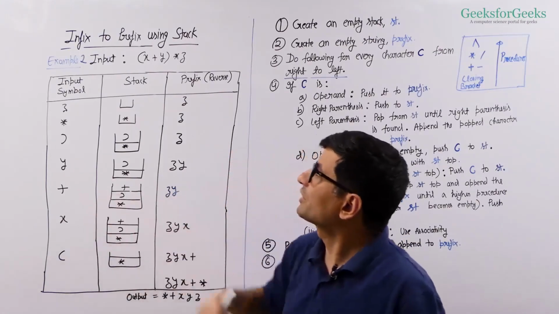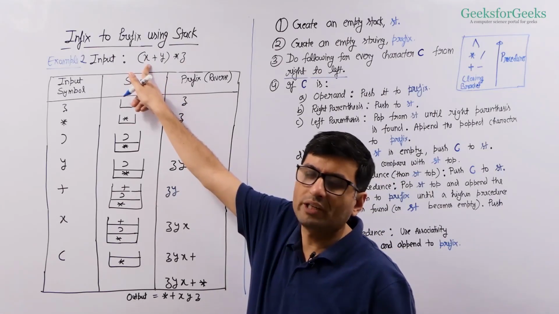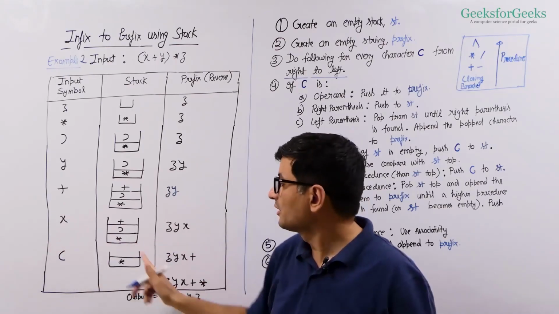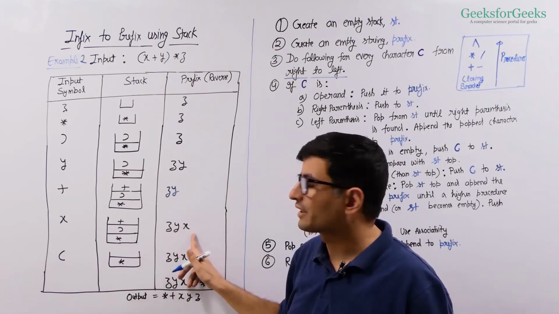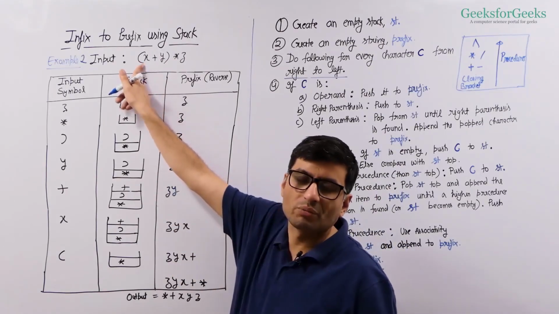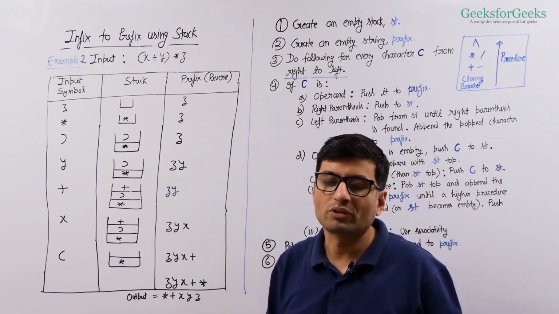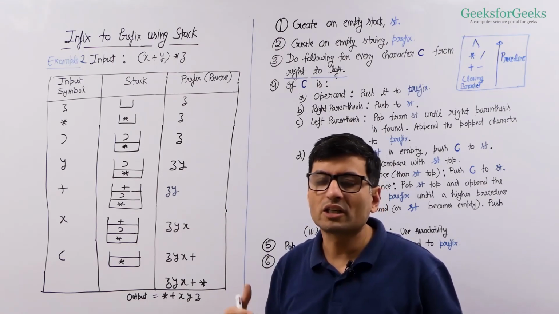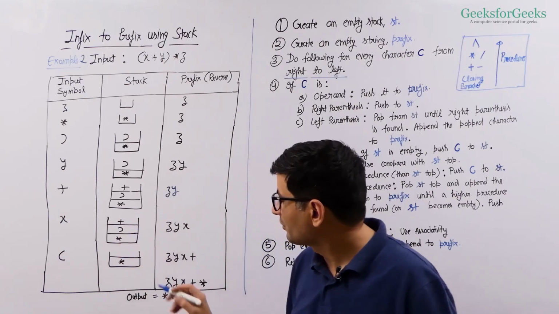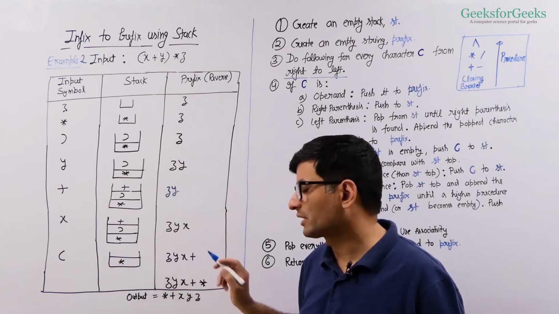Now once we have processed plus, we are going to come to the next thing, which is an operand. So we'll simply append it to the result. So our result is going to be zyx. And once we have processed x, we are going to see an opening bracket, and the opening bracket rule says that you simply pop out everything from the stack until you see a closing bracket. So we are going to pop out this plus operator and append it to the result. So our result is going to become zyx plus.